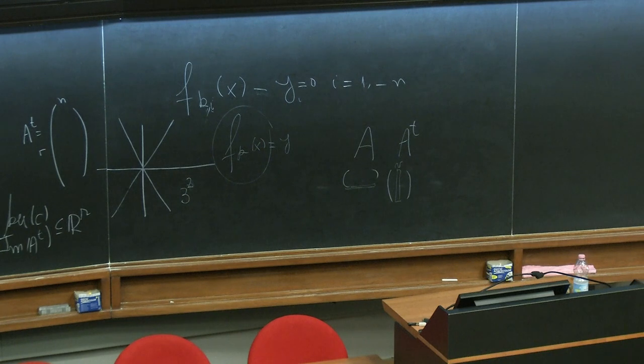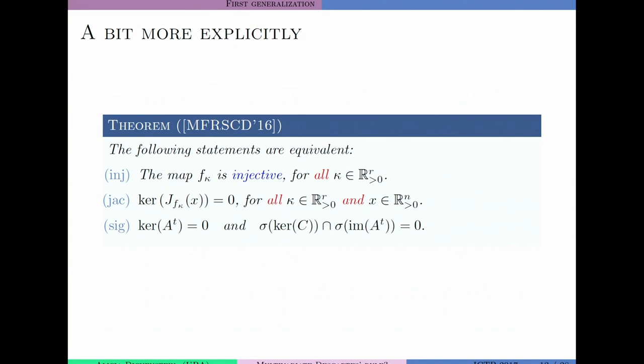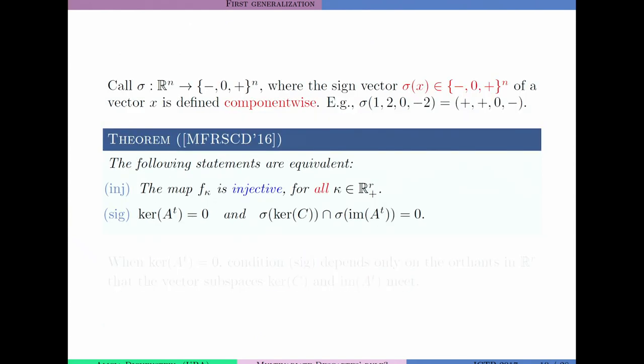And so if we pick as the matrix of coefficients the same matrix of exponents, there can be at most one positive real root. And this is, in fact, the content of a famous theorem in statistics, which is called Birch's theorem. Okay, now let me be more explicit. What is in there, okay? Where did we get these conditions from?